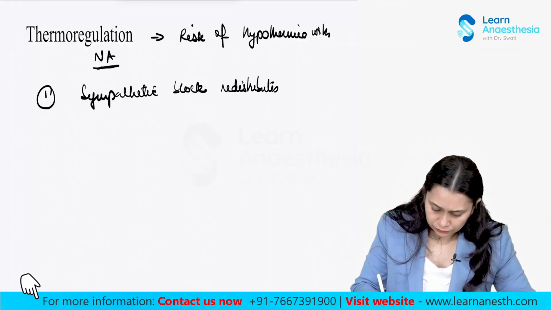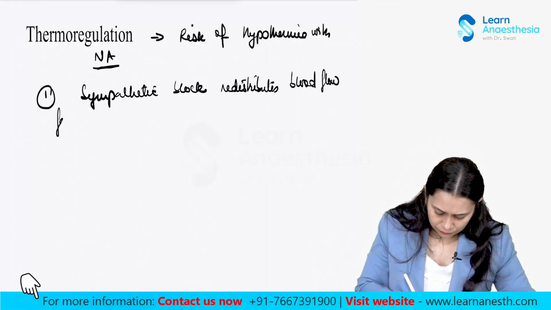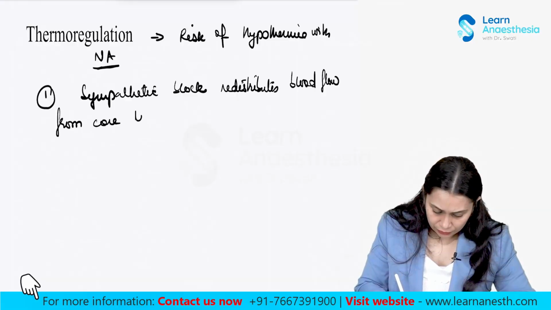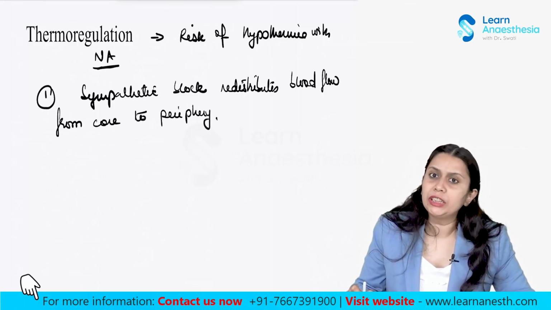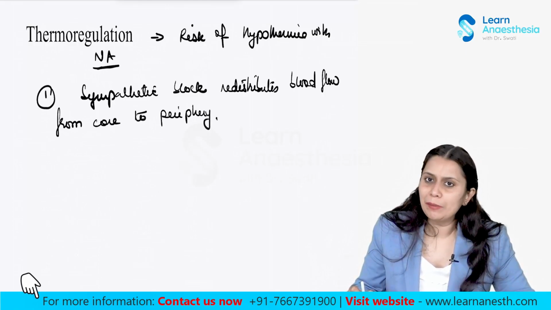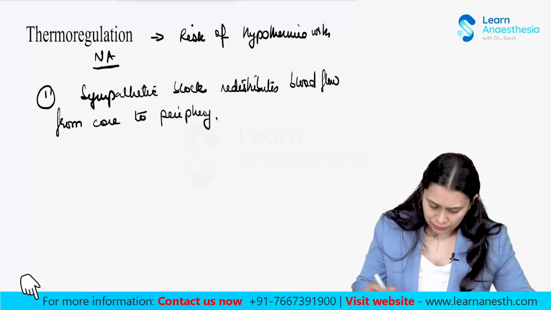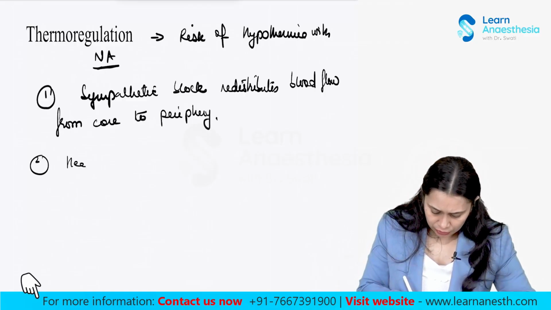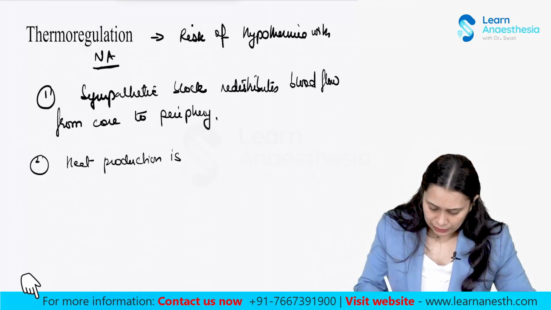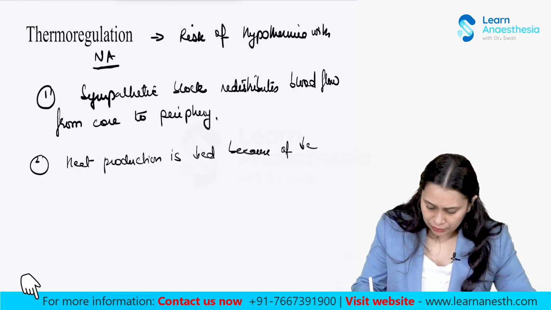Redistributes blood flow from core to periphery. Now heat production decreases due to decrease in the metabolism in the blocked part of the organs due to neuraxial anesthesia. So heat production is decreased because of decreased metabolic rate.